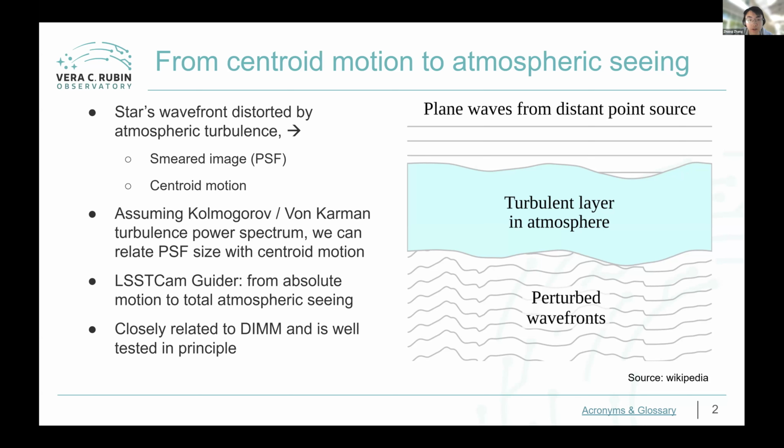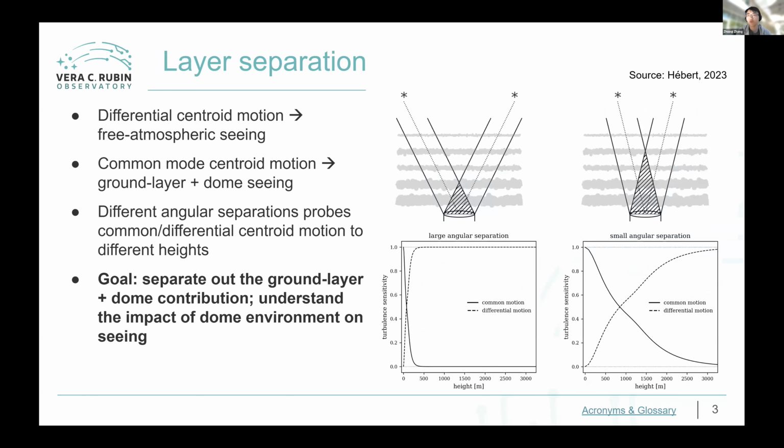So the first thing we can do is just take the RMS of the centroid motion of guider stars and infer the atmospheric seeing, or the PSF size. This is closely related to DIMM, the differential image motion monitor, as Kevin introduced, and the principle at least is well tested before. It turns out we can do a little bit more than just measuring the total atmospheric seeing.